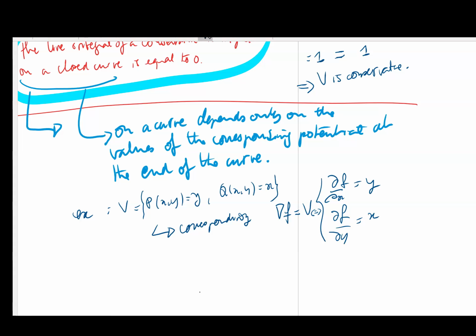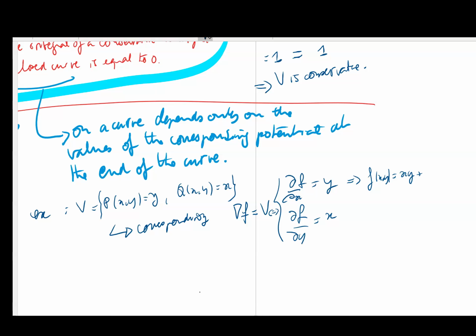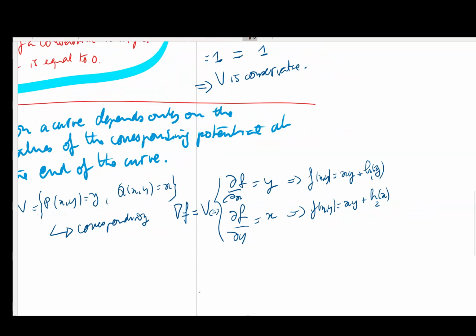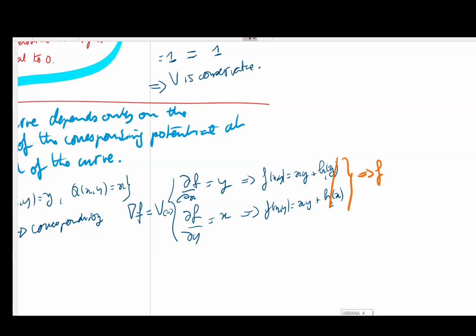f of x,y is obviously going to be x times y plus maybe something that depends only on y, h of y. And here I get that f of x,y is going to be, well, obviously x times y plus something that depends only on x. So let's use different names to have compatibility between those two hypotheses, assumptions, well, necessity even. We need that those functions are equal to 0, actually. Okay, so the corresponding scalar potential f of x,y is equal to x times y.